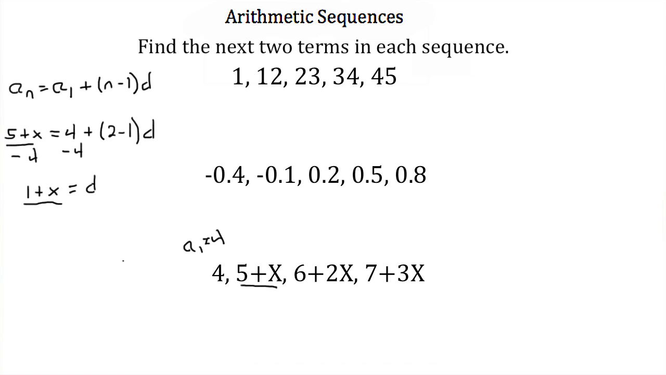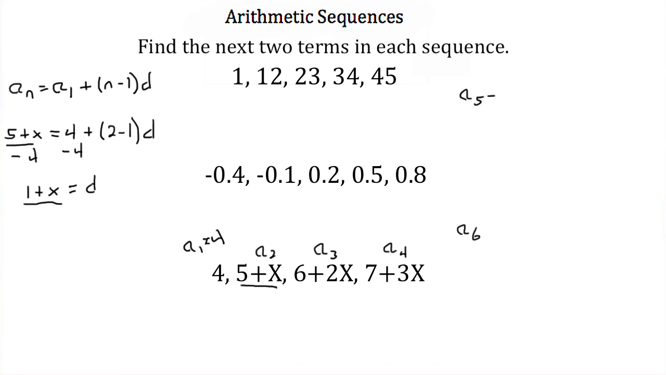So our common difference is 1 plus x. Does that make sense? If we add 1 plus x to 4, we do get 5 plus x. If we add 1 plus x to 5 plus x, we'll get 6 plus 2x, and then again 7 plus 3x. So this does work. So here we have a1, we also have a2, a3, and a4. So we need to solve for a5 and a6.